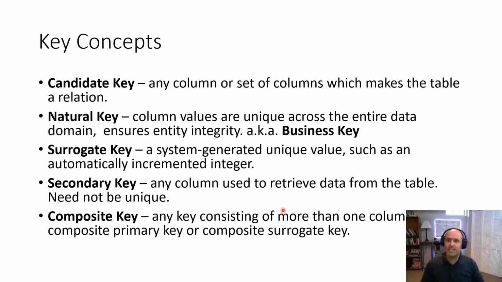And then there's another concept known as the composite key, and a composite key is just any one of these keys: a secondary key, a surrogate key, a natural key, or a candidate key, which consists of more than one value. So you might have a composite primary key, you might have a composite natural key, you might have a composite candidate key, etc.